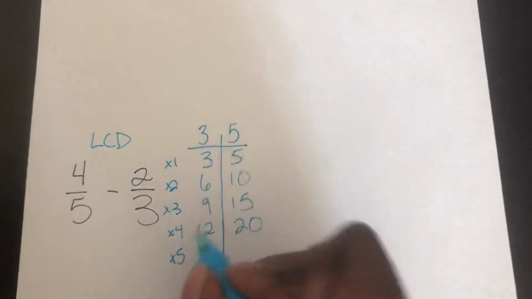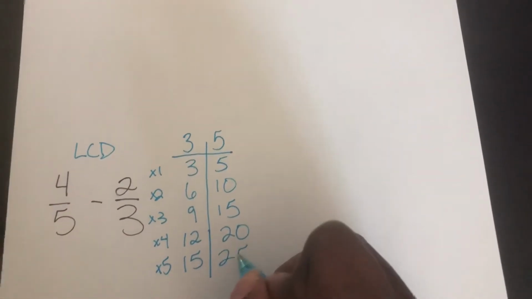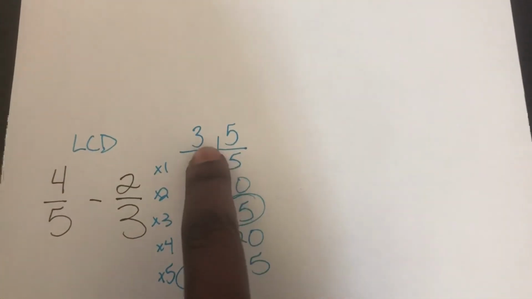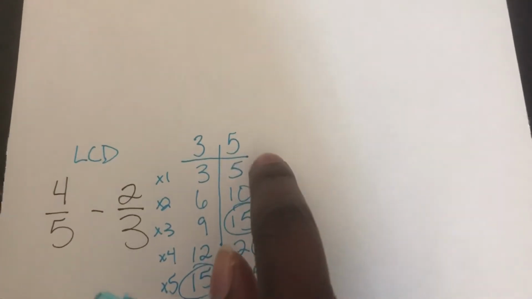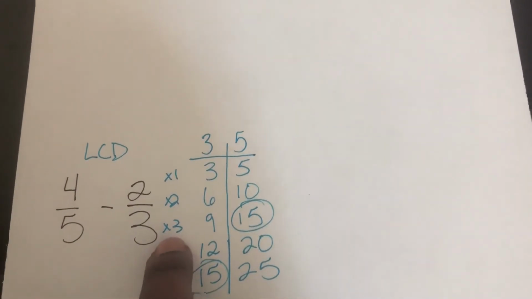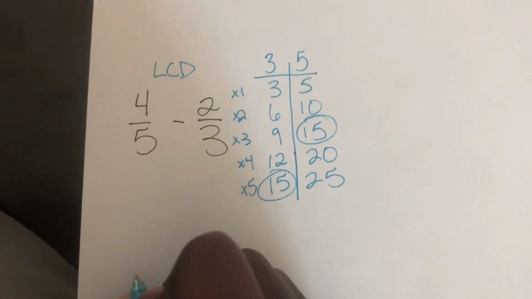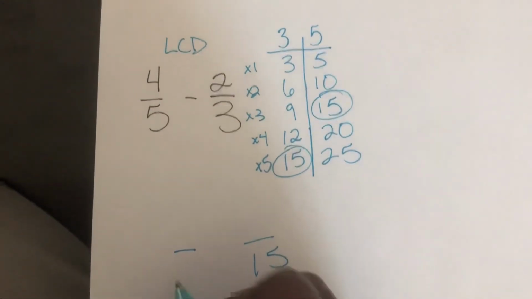So then let's go to times 5s. So 3 times 5 is 15. There it is. 5 times 5 is 25. So we found our matching right here. 15 and then 15. So right here for the 3s, it took doing 3 times 5. And then for the 5s right here, it took doing 5 times 3. Okay, so we're going to wind up taking our denominators now.